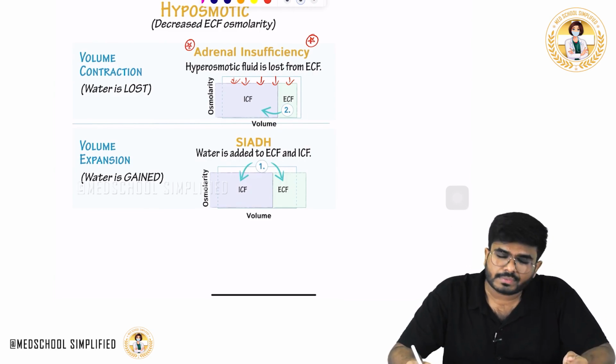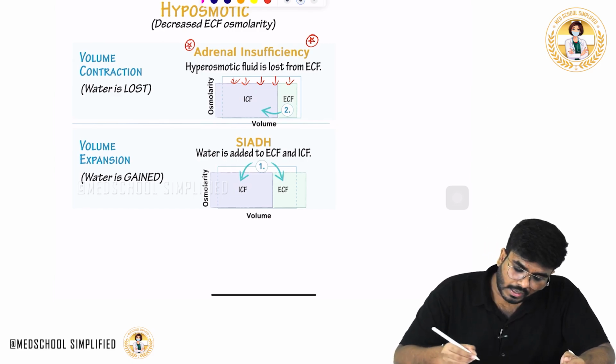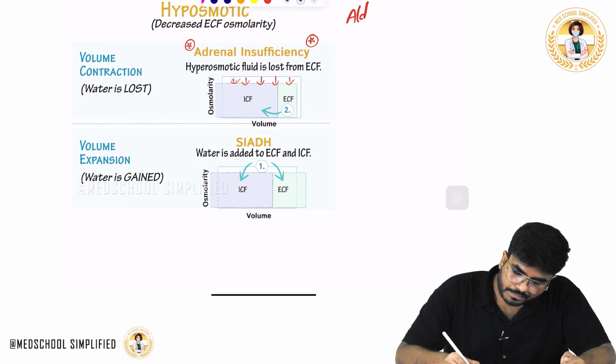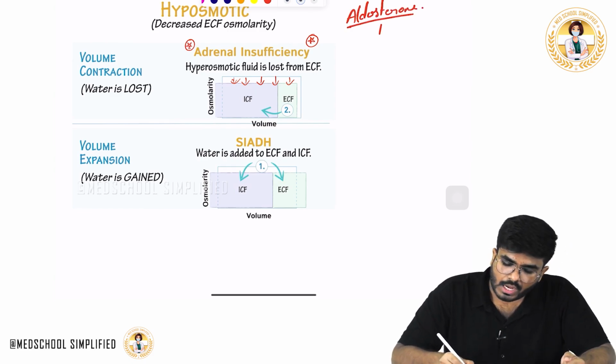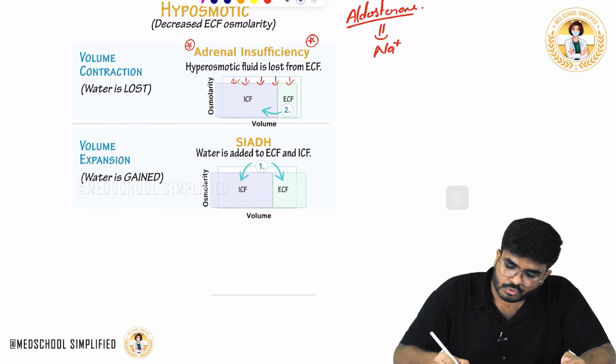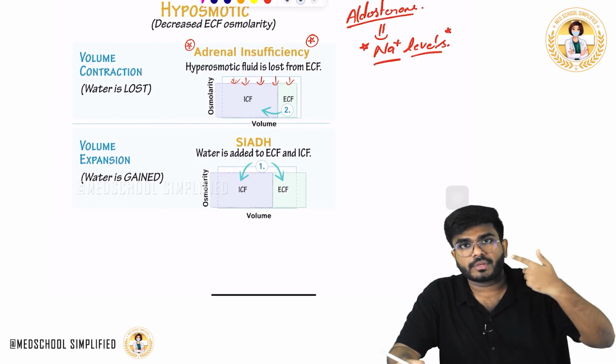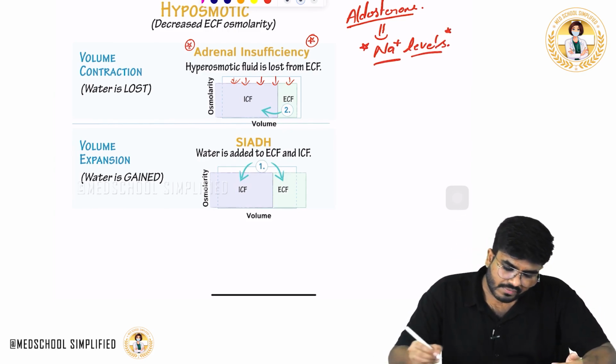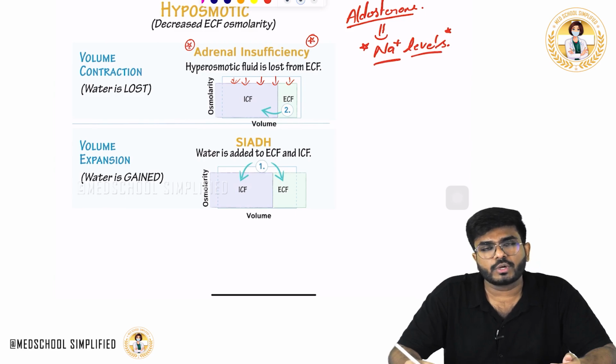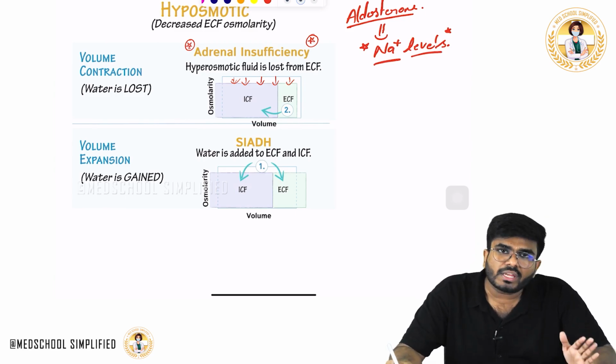See, the adrenal gland normally produces what? Aldosterone, which is a steroid. Aldosterone maintains the sodium levels in the body. Aldosterone helps in sodium reabsorption. When the patient is having adrenal insufficiency, the patient is going to lose sodium. So the sodium is going out of the body.